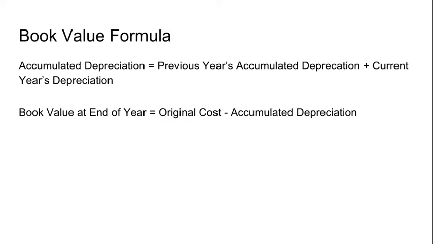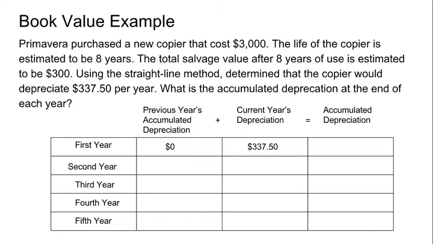So the way we're going to do this is we're going to set up tables. So we're going to do an example using the copier that we were using earlier. It depreciates $337.50 each year. We're going to set up a table, and we're only going to do the first 5 years. Usually when you're doing this, you would find its whole estimated life, so you'd do all 8 years. But we're just going to do the first 5 years.